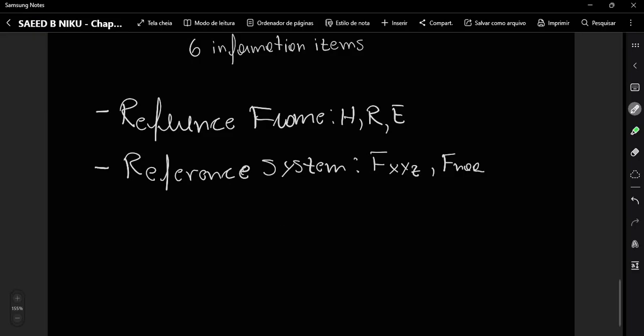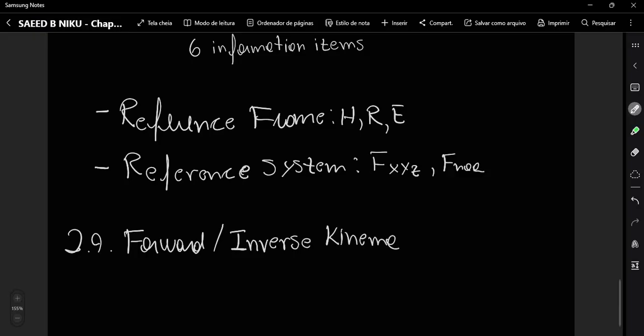And we now enter topic 2.9, which is forward and inverse kinematic equations of position.